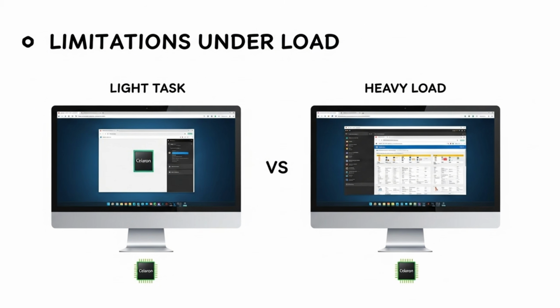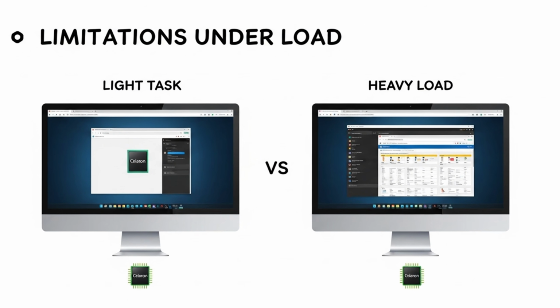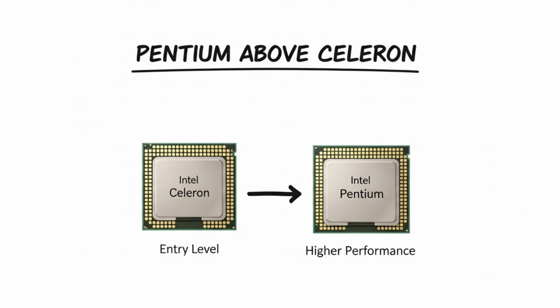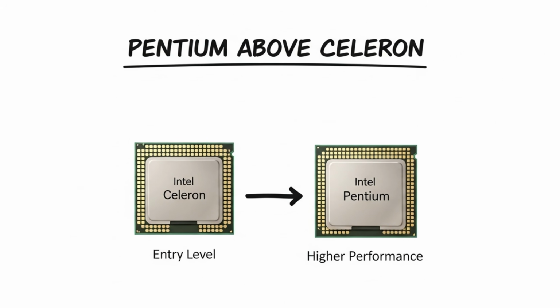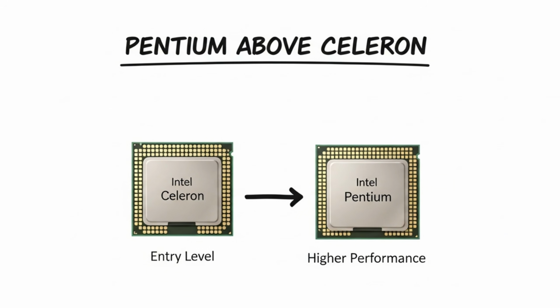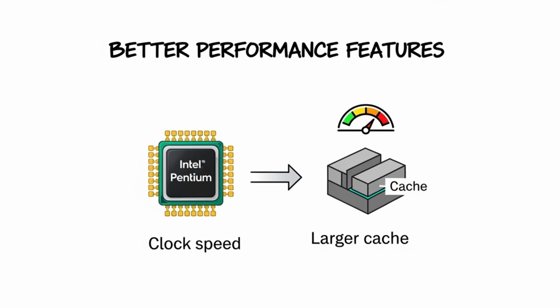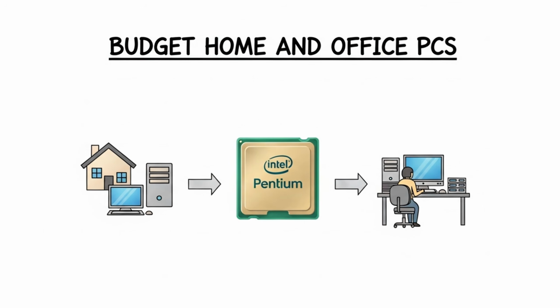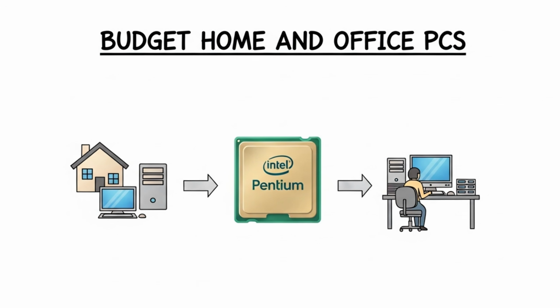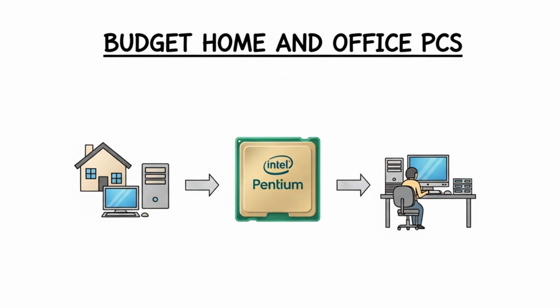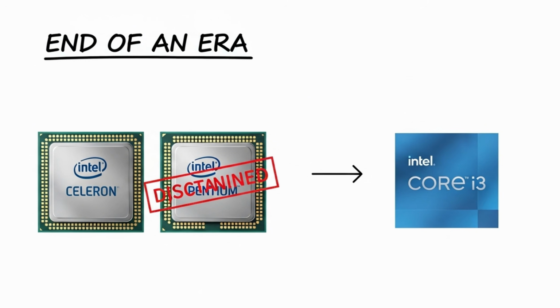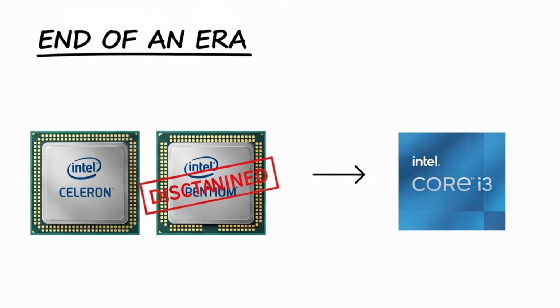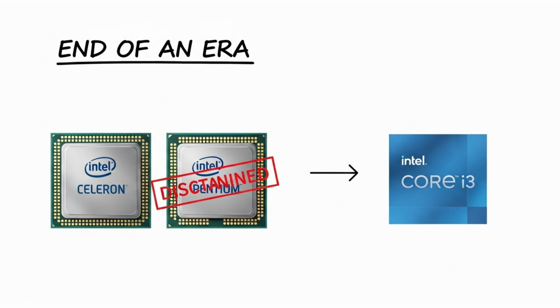Pentium sat just above Celeron. It offered a bit more performance, perhaps a higher clock speed or more cache, for a slightly higher price. This made it capable of smoother basic multitasking and could even run older, less demanding games. For many years, the Pentium was the go-to brand for budget home PCs and office computers. Both brands, however, became synonymous with the lowest tier of performance, and their discontinuation marked the end of an era in Intel's branding history.